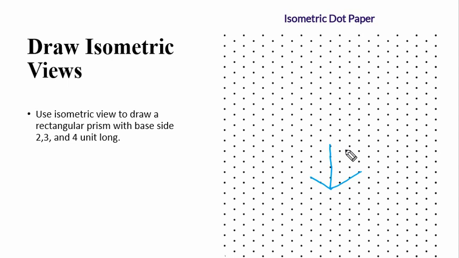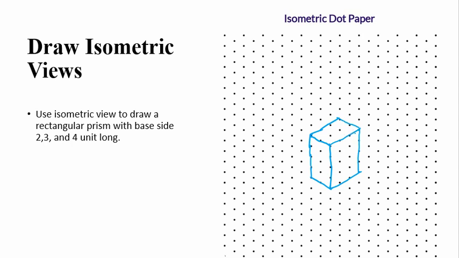Now what you have to do is, from this point, you move along this side 3 units, 1, 2, 3. The height will be 4 units, 1, 2, 3, 4. Now this is again your height, 1, 2, 3, 4, and similarly you just have to connect all the dots. This was 3, sorry, 1, 2, 3, not 4. Just connect the dots. Now this is your rectangular prism isometric view.